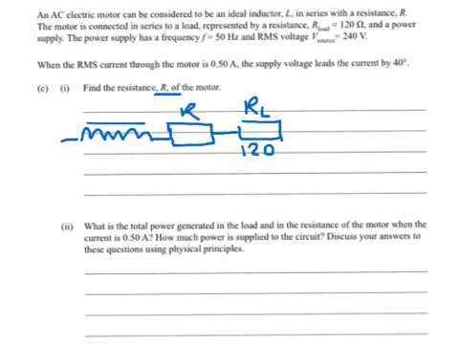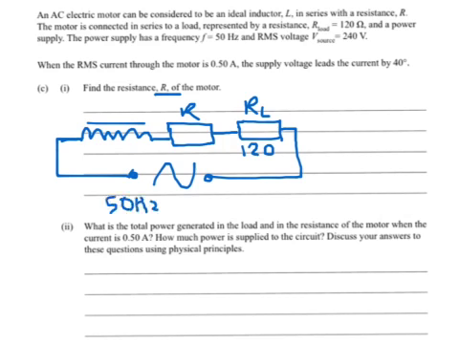And then there's a power supply as well, so we'll put that in place too. Then we can write the rest of the information on there. It's easier for me, I don't know about you, to see it in a diagram. So we've got 50 Hertz and 240 volts RMS.